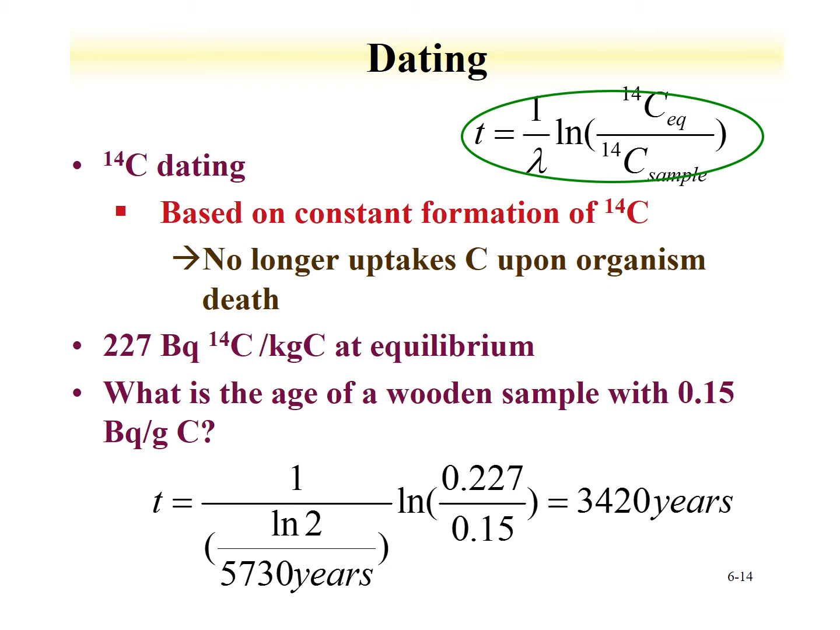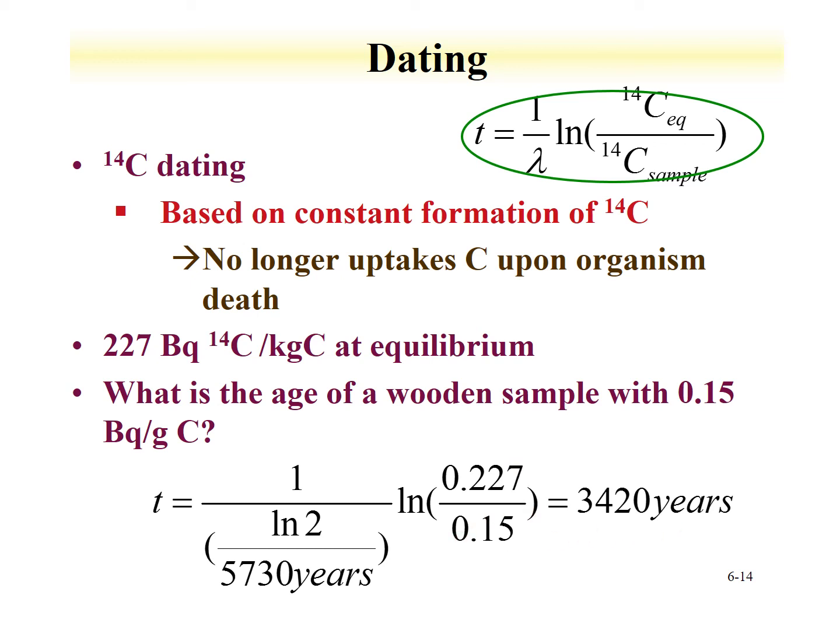So if we take a sample and we measure the relative activity per unit mass of carbon, we can calculate its age. So if there's a wooden sample with 0.15 becquerel per gram carbon, so as opposed to kilogram, 3 orders of magnitude, so this would be 150 becquerel per kilogram, what would be the age of that sample? So 1 divided by the decay constant times the log of the ratio. We plug this in and we get a sample of thousands of years.